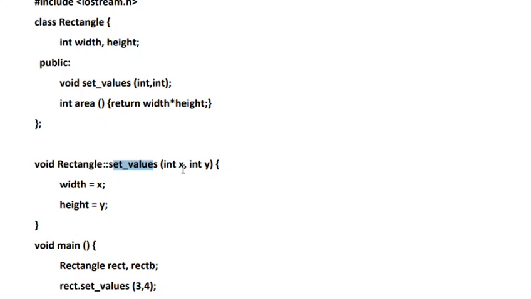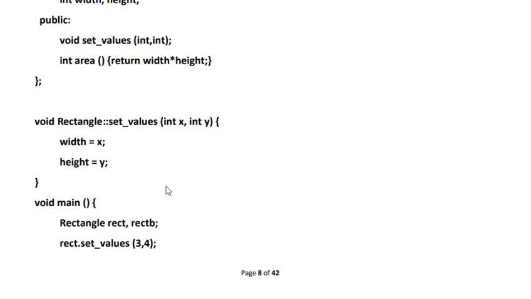So here, integer x and integer y, there are two parameters. Here x is assigned to width and y is assigned to height, because width and height are the members of the class. So whatever x is provided with, it is assigned to width, and whatever y is provided with, it is assigned to height, right?